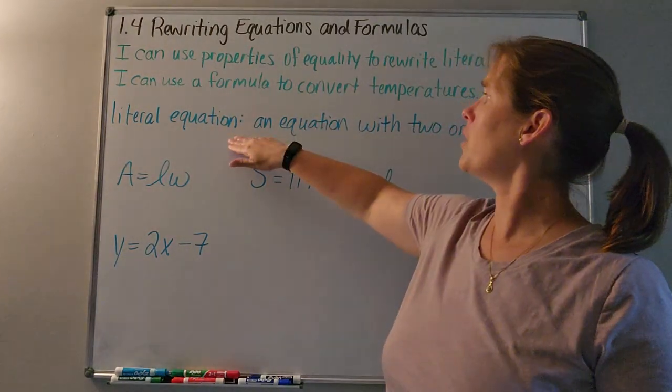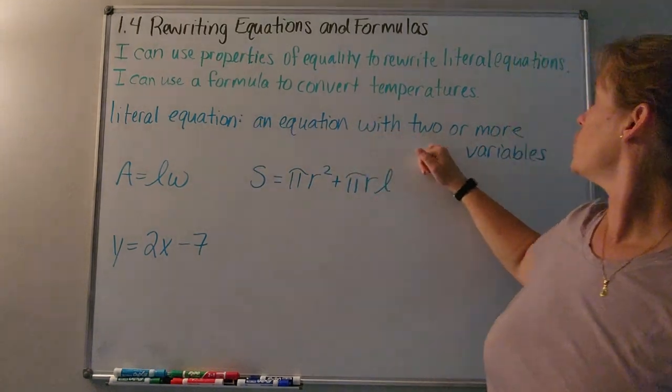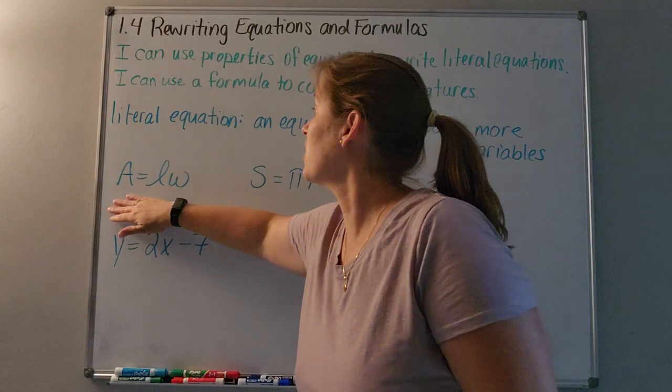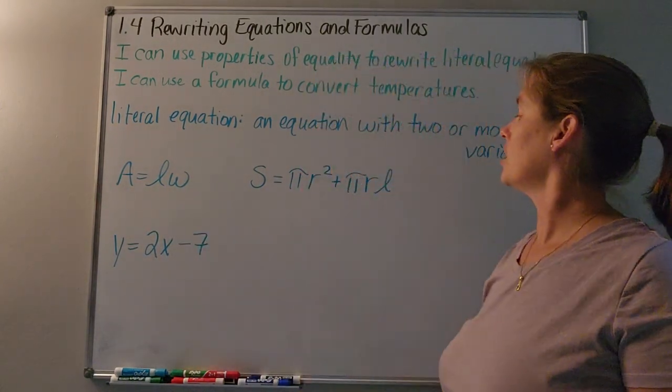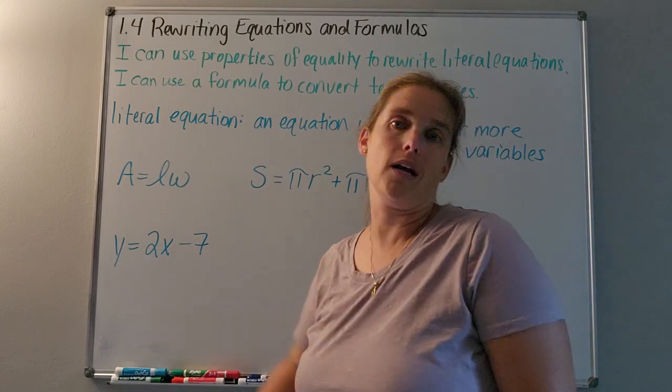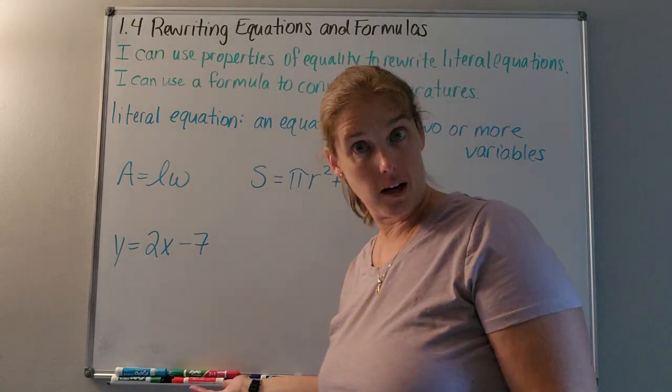All right, so literal equations are equations with 2 or more variables in them. That's it. Things like this: area equals length times width. Surface area equals pi r squared plus pi rl. Y equals 2x minus 7. I could list a whole lot of others, but you get the idea.